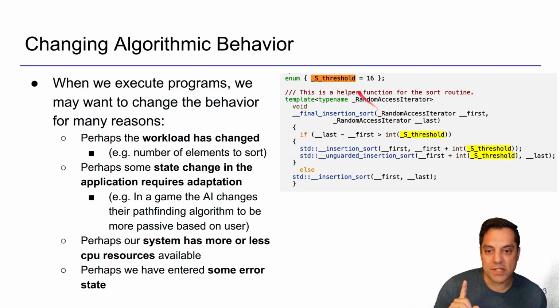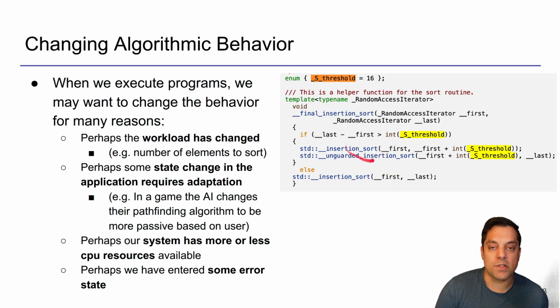This threshold is basically an enum, so some constant value, set to 16. And we have this branch saying, if last minus first is greater than this threshold, do this set of algorithms, an insertion sort and then an unguarded insertion sort. Otherwise, do this version of an insertion sort. It's interesting that somebody has identified some sort of threshold, maybe empirically or by whatever means, for this data type, that maybe sorting is better if we do this first when we're greater than some threshold versus when we're less than some threshold. That's an example of choosing different behaviors.